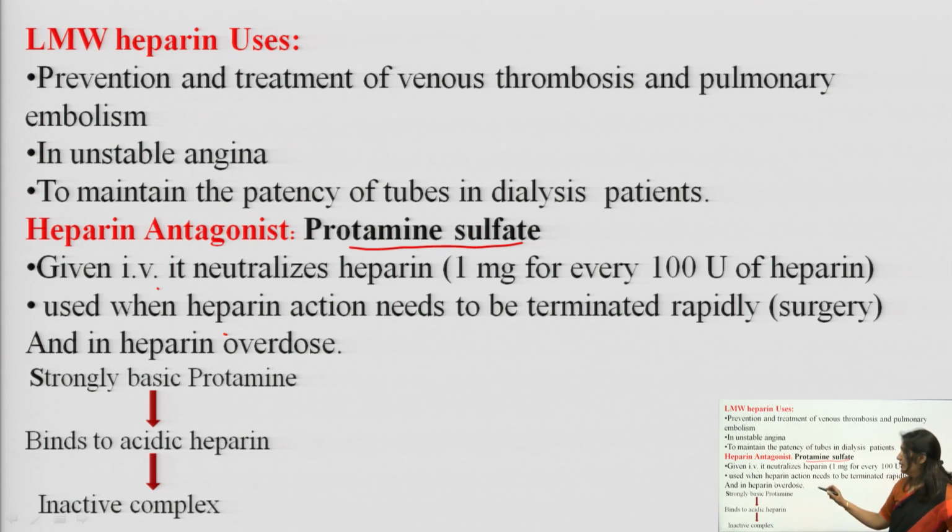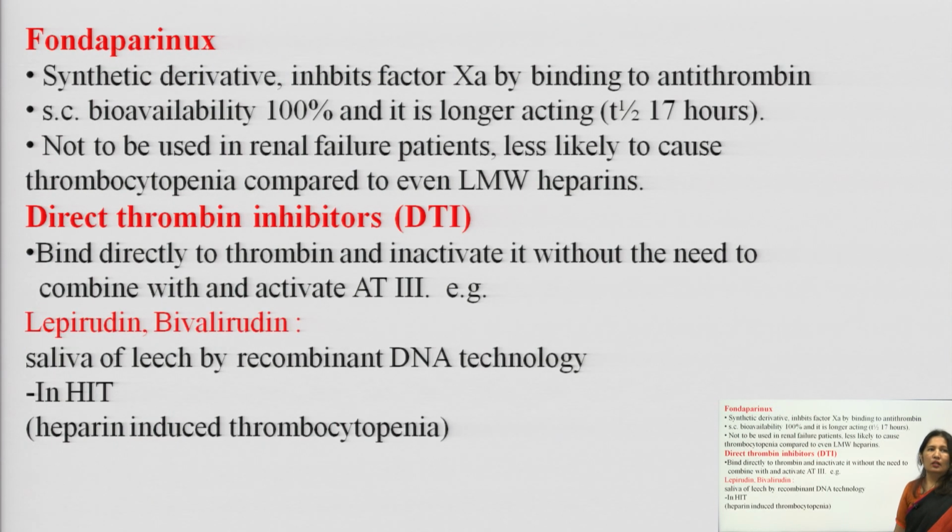Protamine is strongly basic, which binds to the acidic heparin and forms an inactive complex. Thus, protamine neutralizes heparin and terminates its action. So, the heparin antagonist is protamine sulfate. Others are fondaparinux, which is a synthetic derivative that inhibits factor 10A by binding to antithrombin.